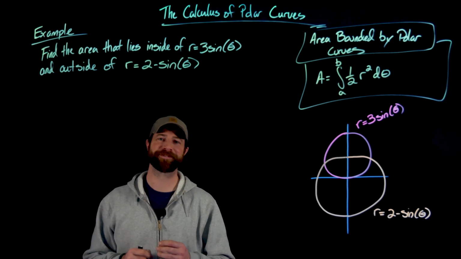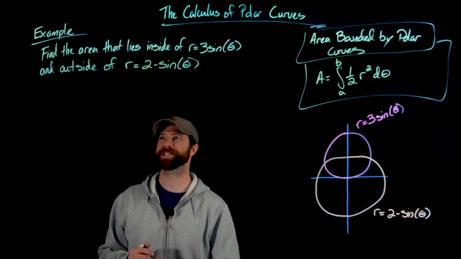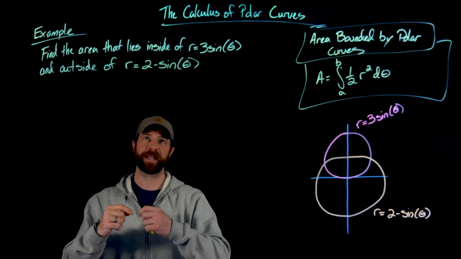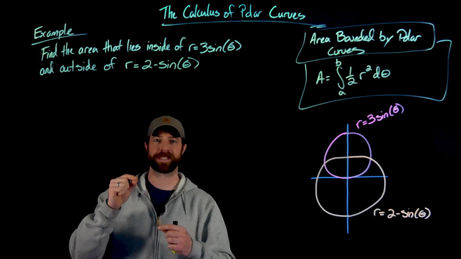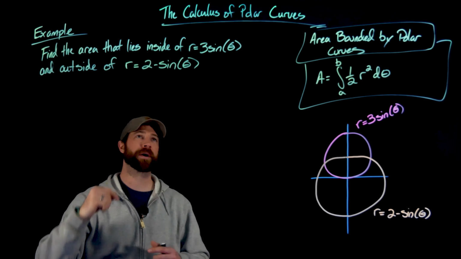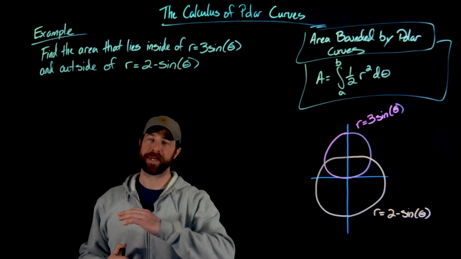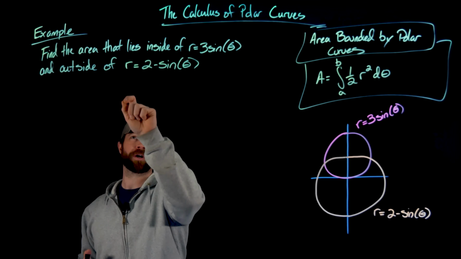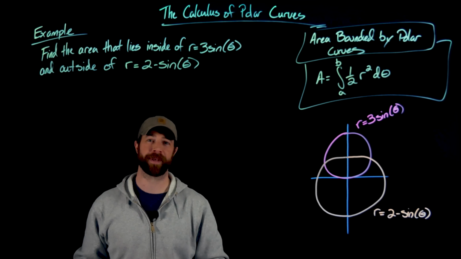All right, now it's time for a little bit more fun. And in this case right here, we're being asked to find the area that lies between two curves, but specifically the area that lies inside of the circle described by r equals 3 minus the sine of theta, but outside of the limaçon that's r equals 2 minus sine of theta.